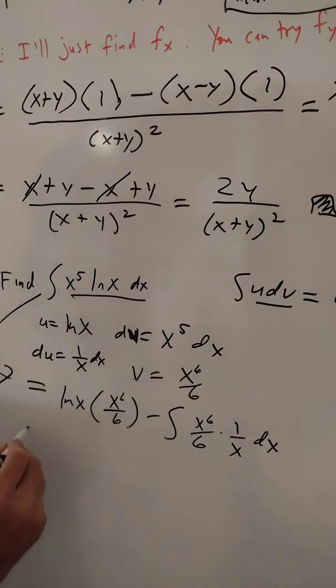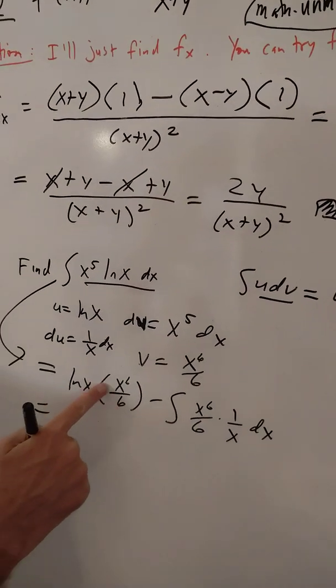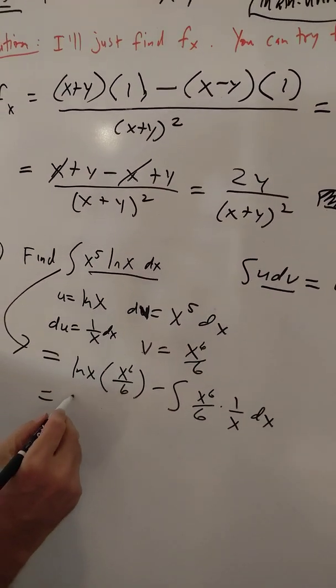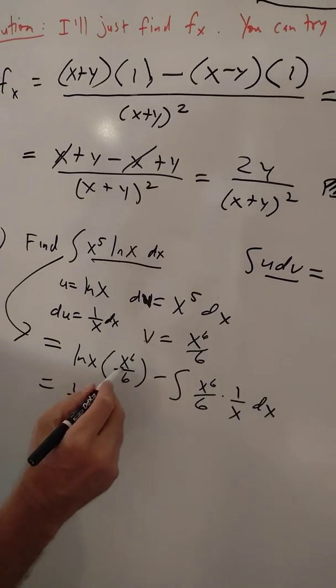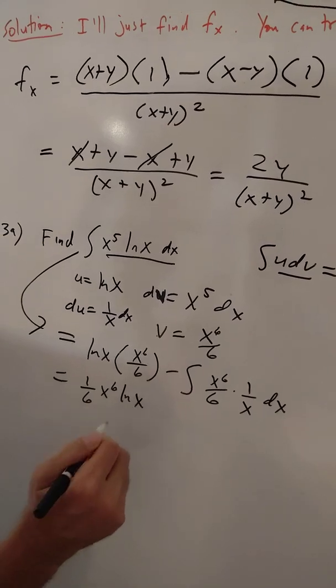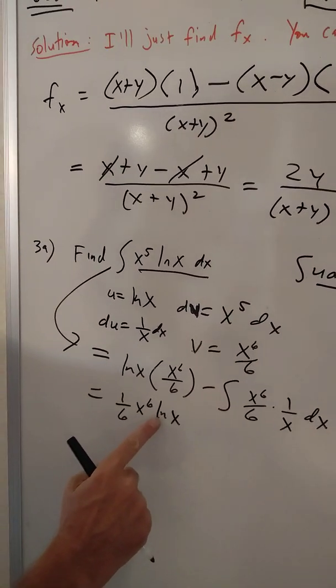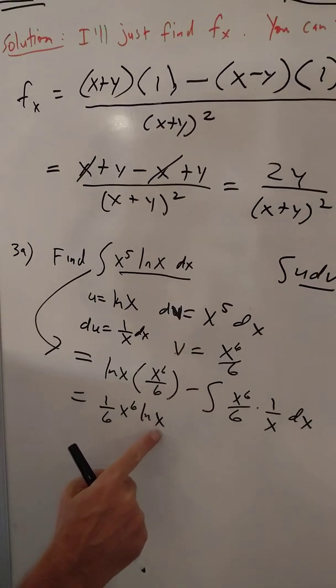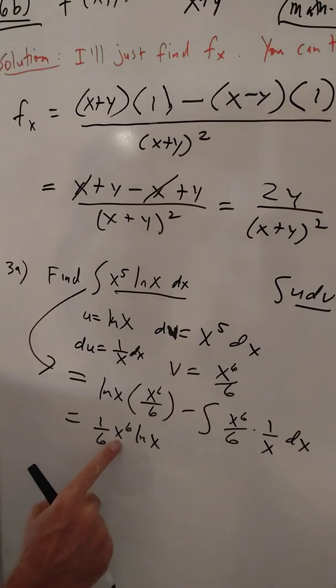Okay, and now I just want to simplify. I'm going to bring out this 1/6 in front. So I'm going to write 1/6, and I'm going to write the x to the sixth followed by ln of x. It looks better that way. That way there's no mistaking what the argument of this log is. It's just x. So that's why I like to write x to the sixth in front.